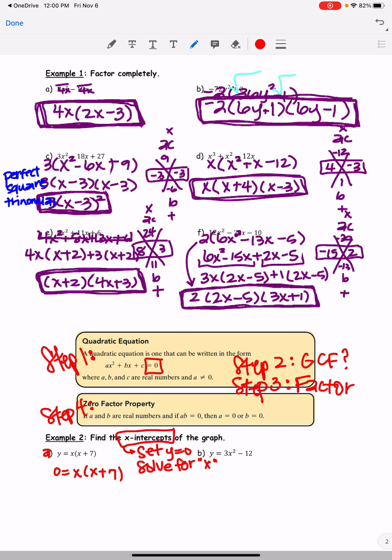And then what do you know? This is already in factored form. So we are already on step 4. This first one just becomes x equals 0. And then this next one here, you've got x plus 7 equals 0. Subtract your 7. And you've got x equals negative 7.